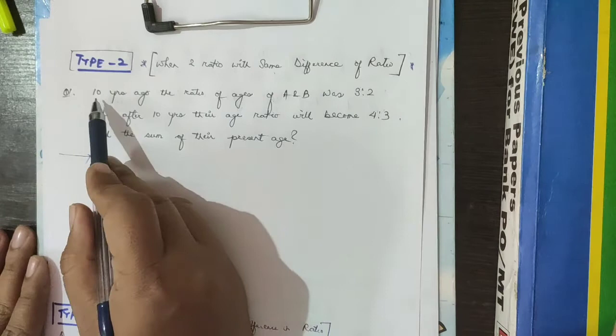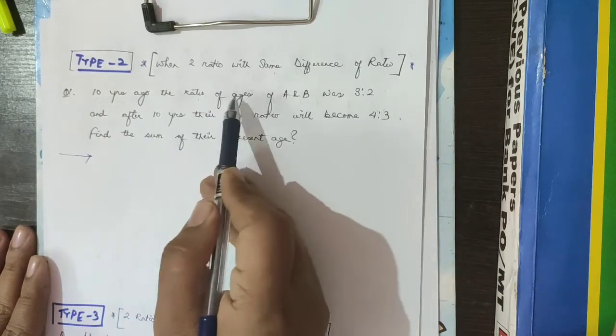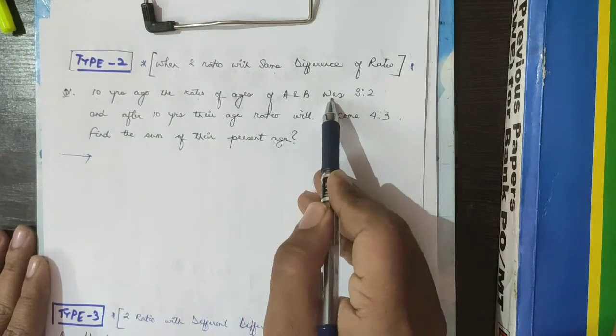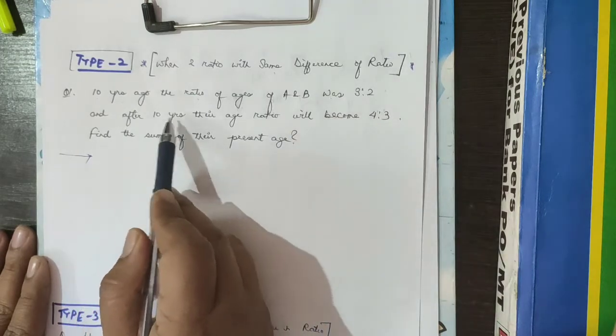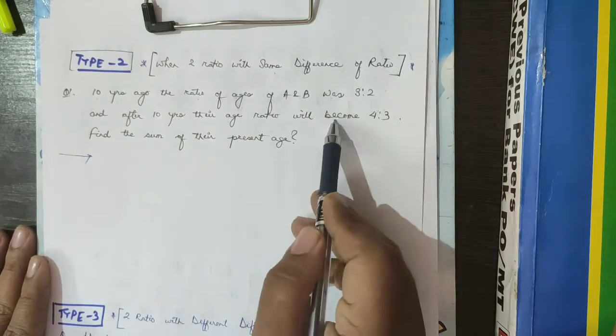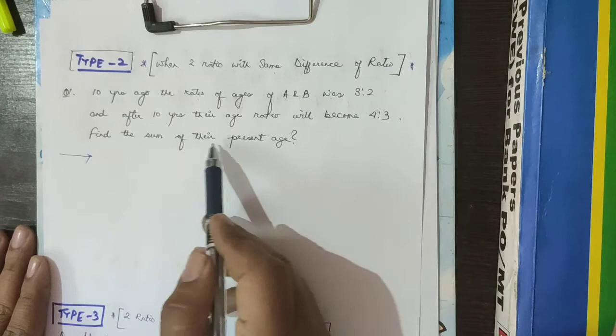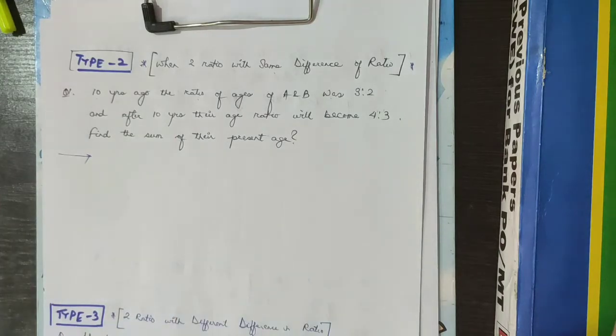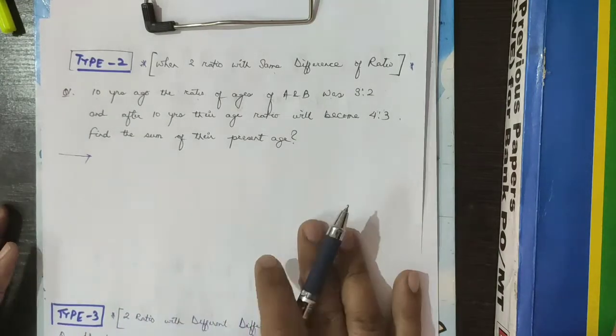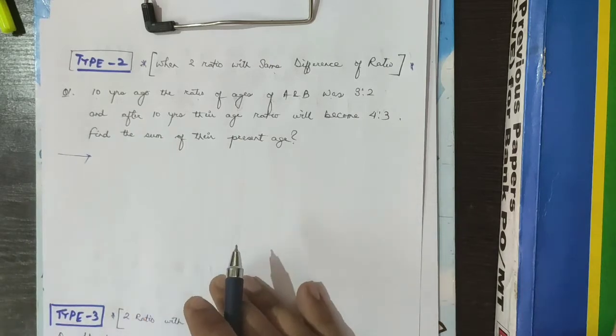So the question is: 10 years ago the ratio of the ages of A and B was 3:2, and after 10 years their age ratio will become 4:3. Find the sum of their present ages. For this type of question we can solve in many ways, but let's do the simplest way.